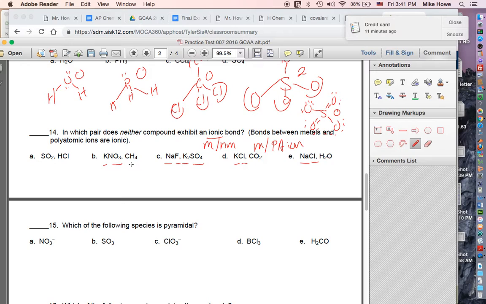Any compound between 2 nonmetals will always be covalent, sharing electrons. So the CH4 is covalent. I'll put a C there. So covalent there and covalent there, but we want both compounds to be covalent, so the answer is this one, because that's nonmetal, nonmetal, and nonmetal, nonmetal.